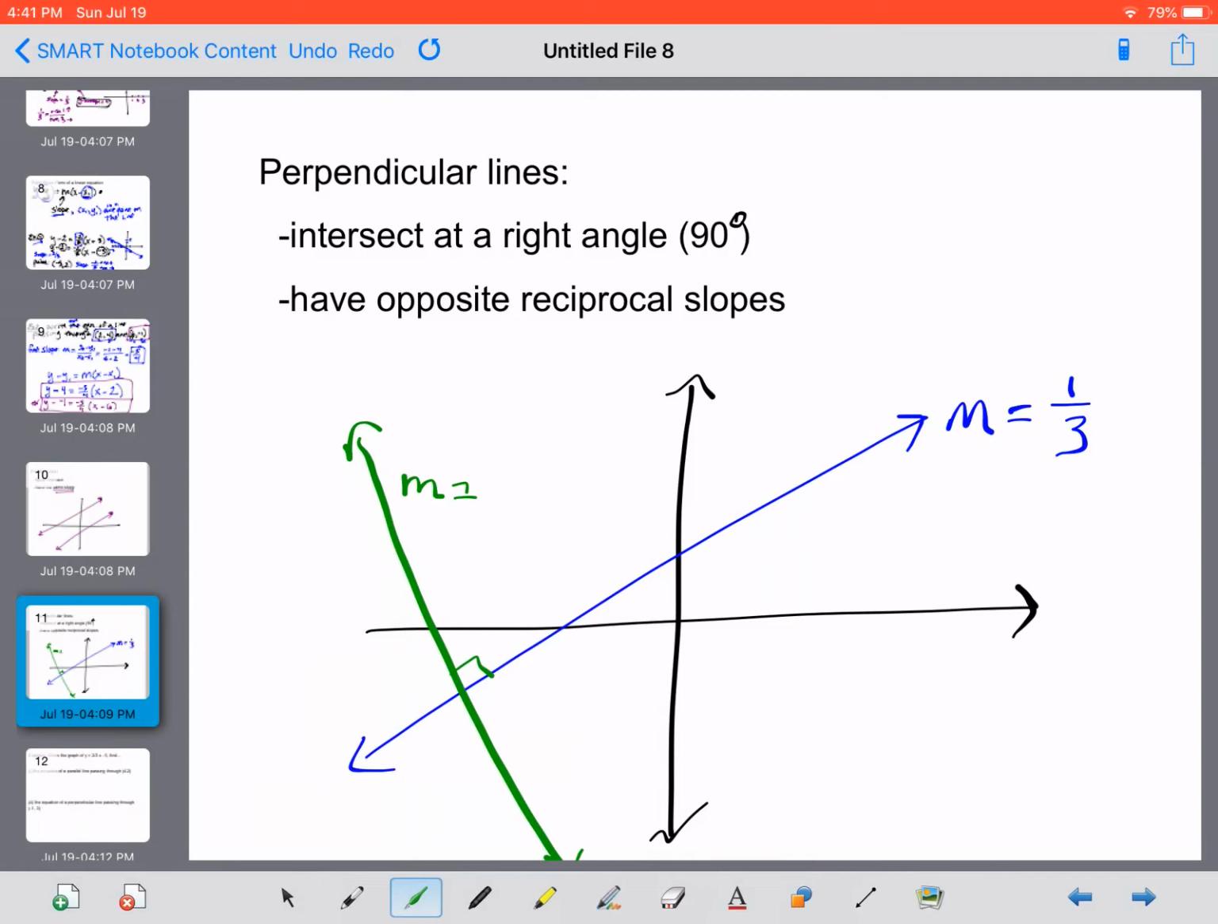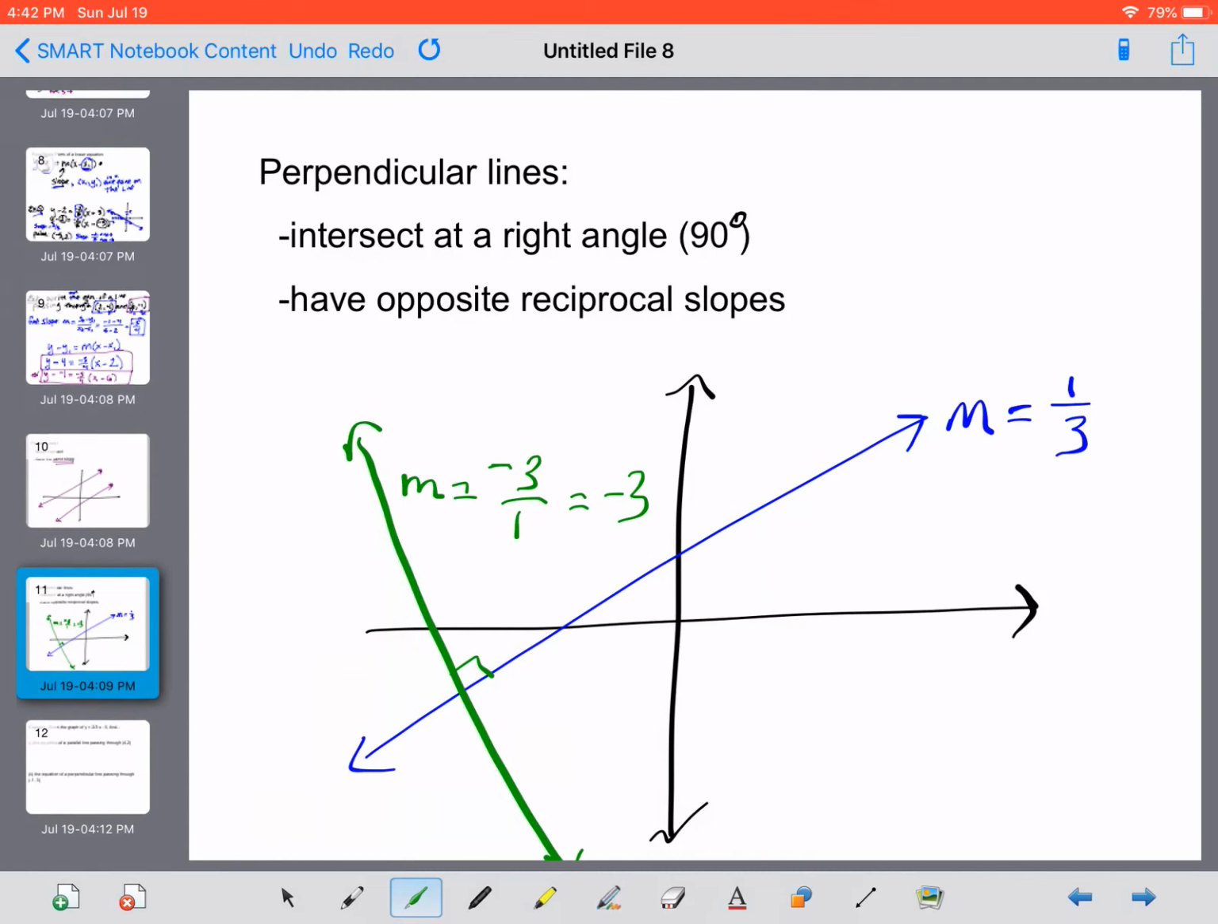Opposite means the sign will change. The blue line has positive slope, so the green line has negative slope. Reciprocal means flip the fraction around. So if I flip the fraction of 1/3, I'm going to get 3 over 1. So the green line would have to have a slope of negative 3 over 1, or you could rewrite that as just plain negative 3. Okay, so perpendicular lines always have opposite reciprocal slopes of each other.